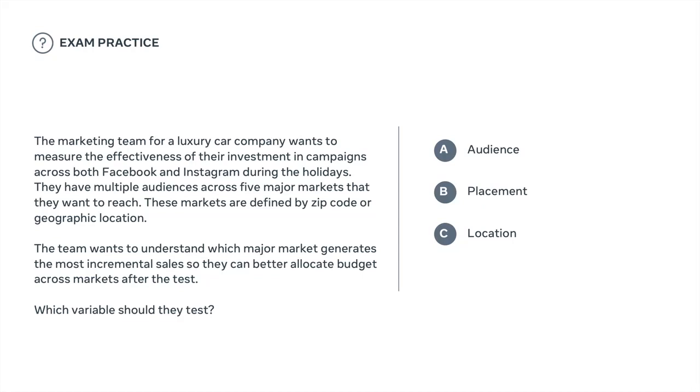Option A, the audience. B, placement. Or C, location. If you pick C, it's correct. Congratulations. The location is the variable which they should test.